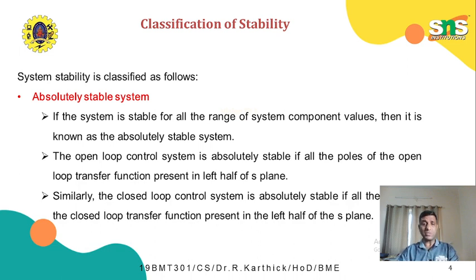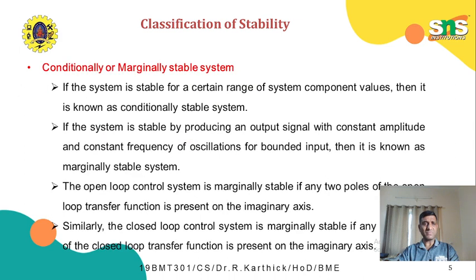So what are these poles? I'll be discussing that in the further slides. Similarly, for a closed loop system, the system is absolutely stable if all the poles of the closed loop transfer function are present in the left half of the S-plane. So we call this the absolutely stable system, that is, for all ranges of system component values the system is stable.